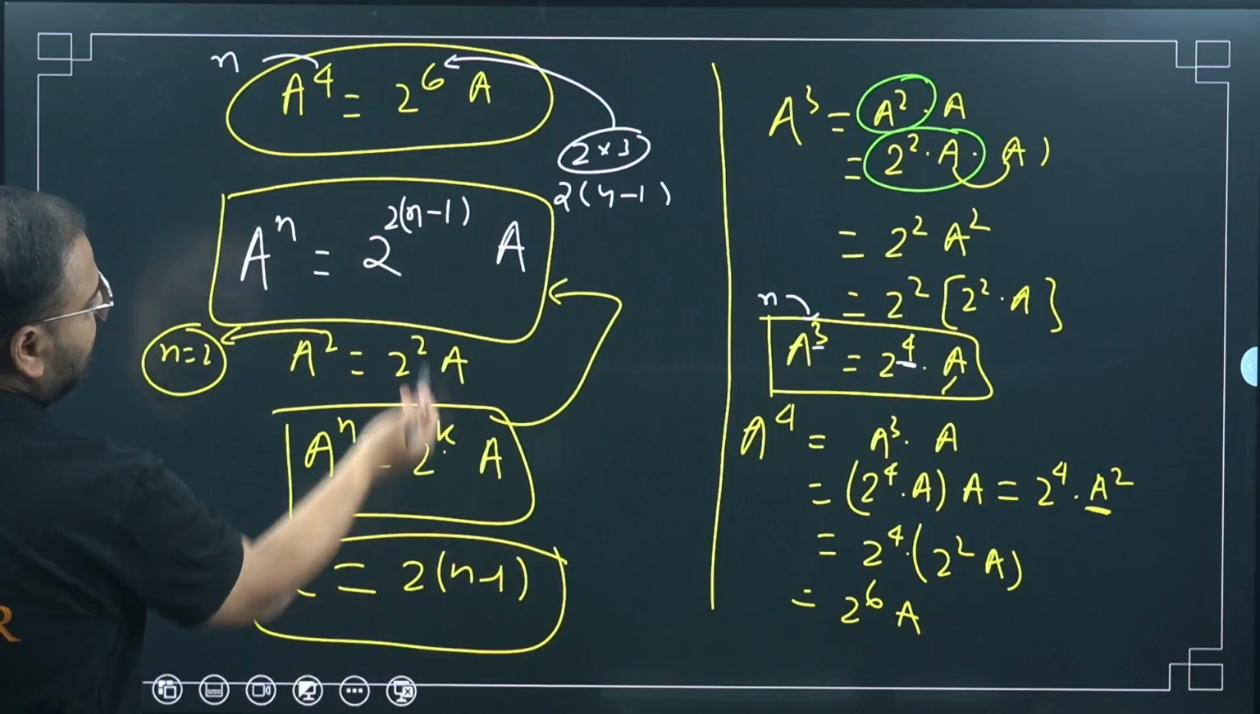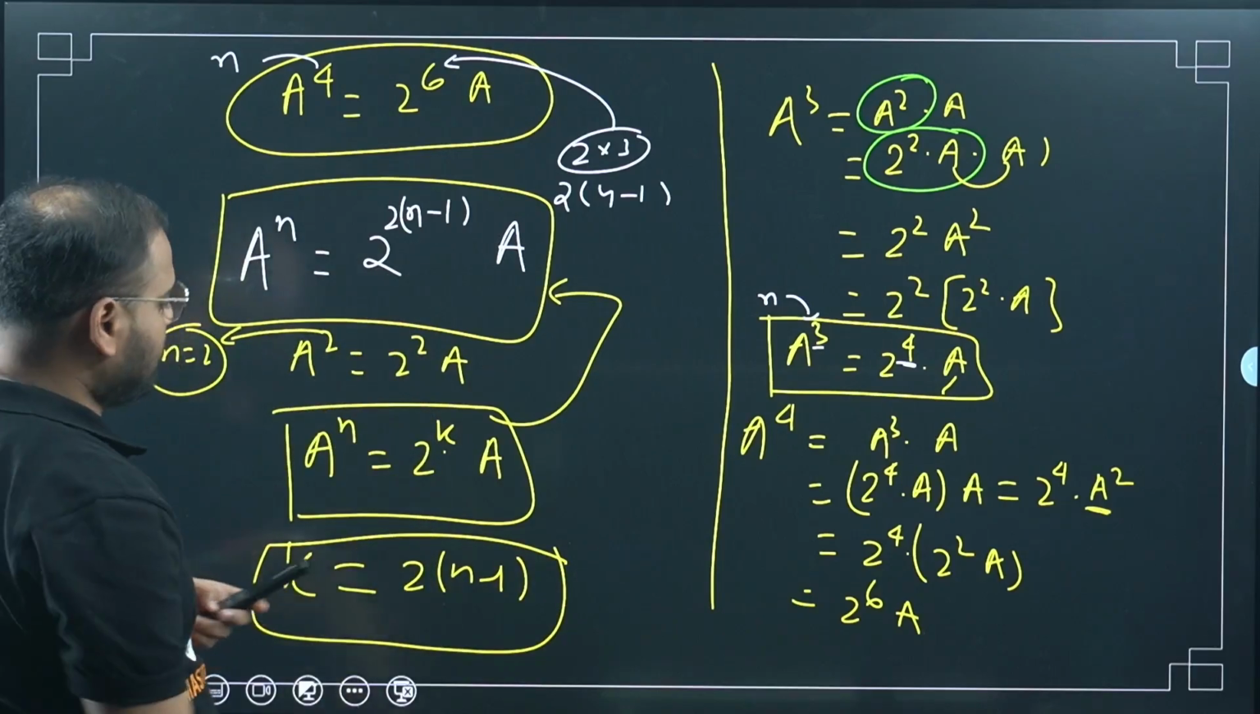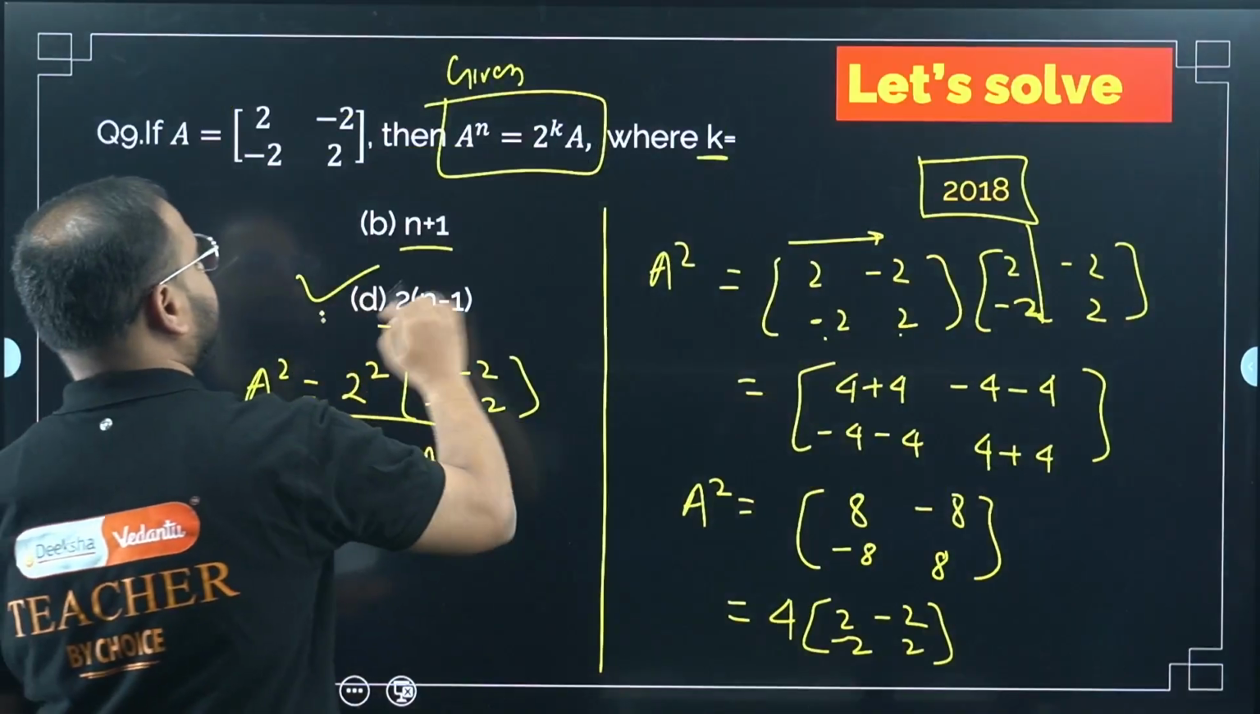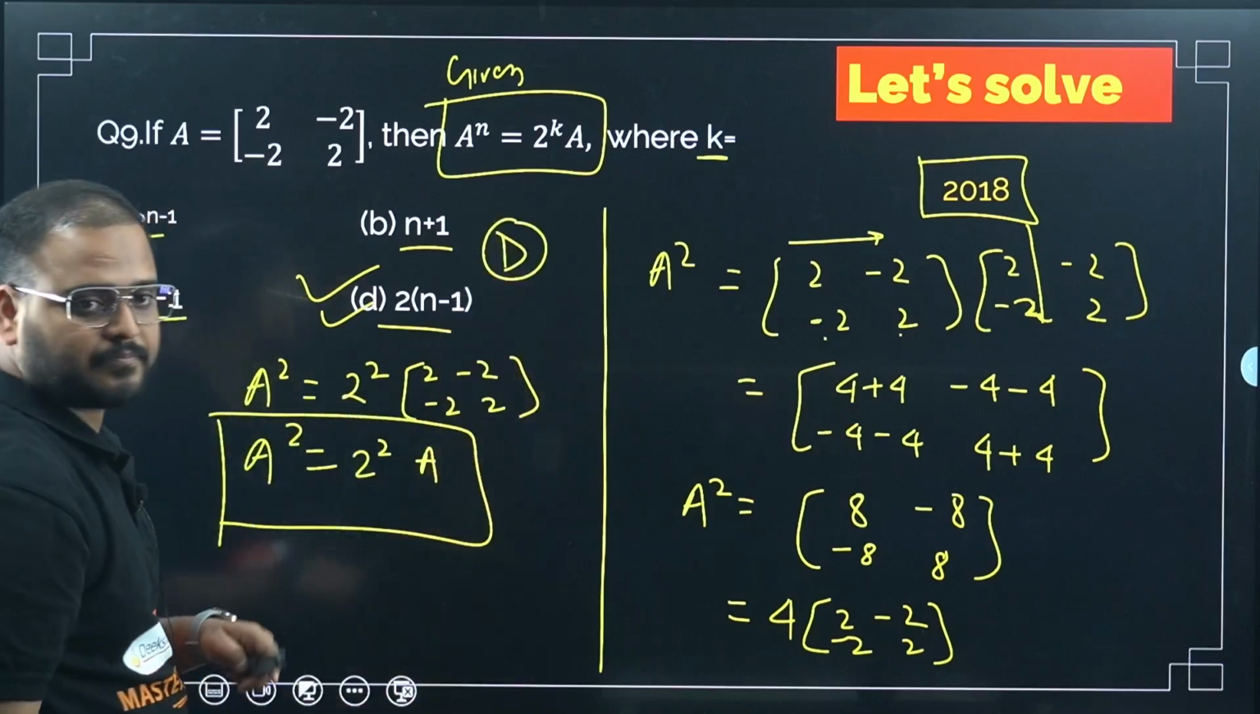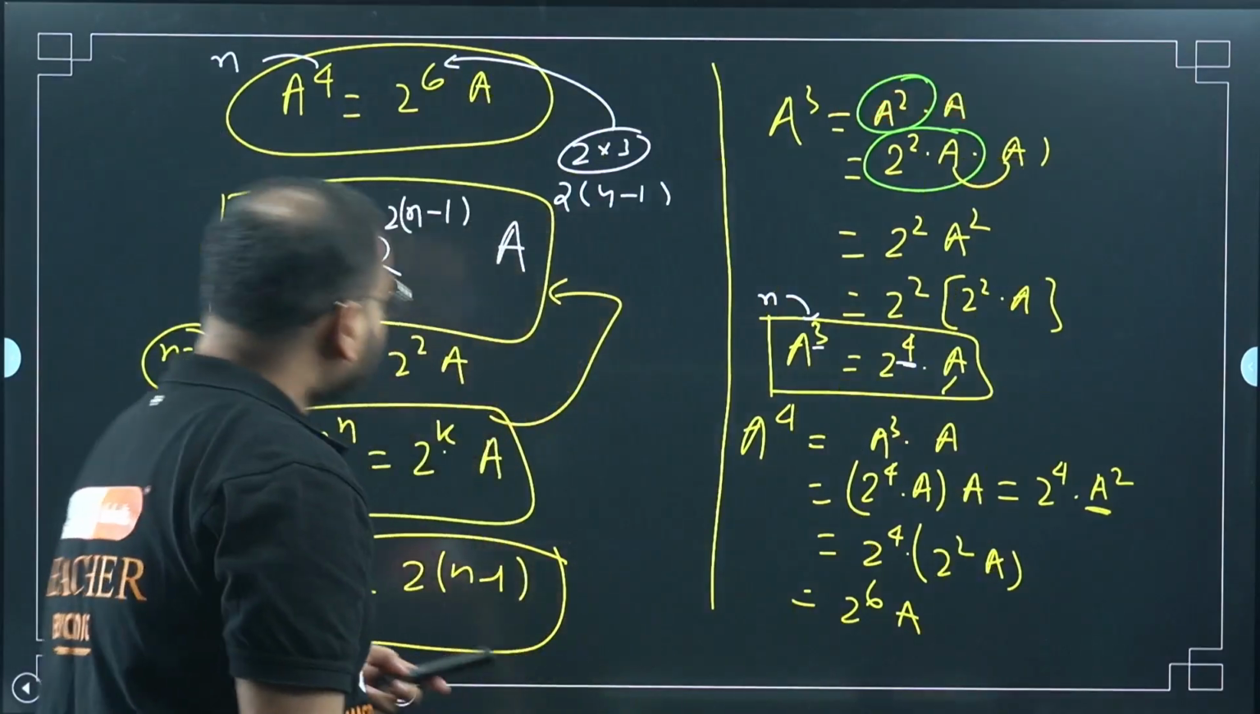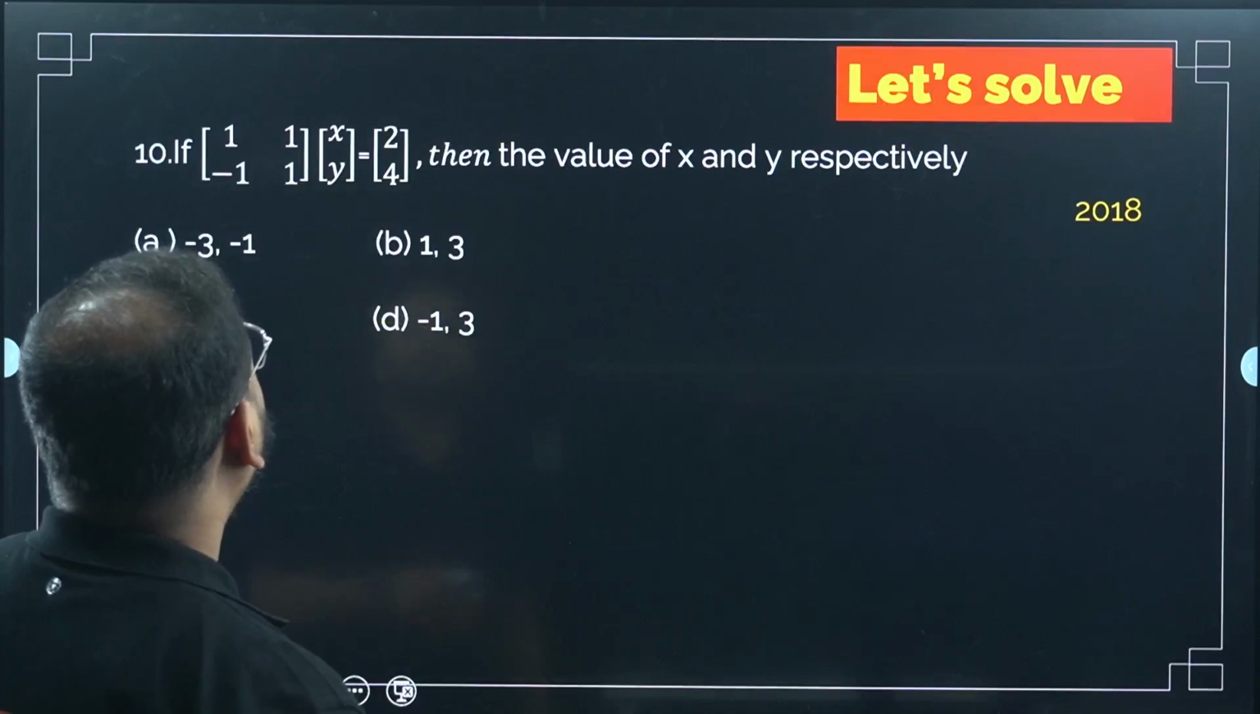Please check this k and this one. 2 times of n minus 1. Option D is my correct answer. Right? Yes, sir. Moving on to 10th problem.